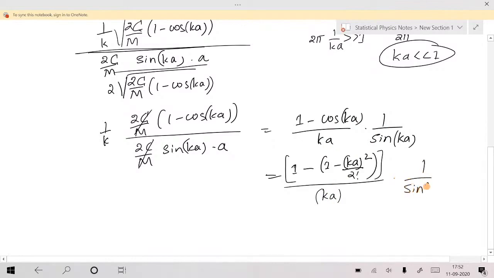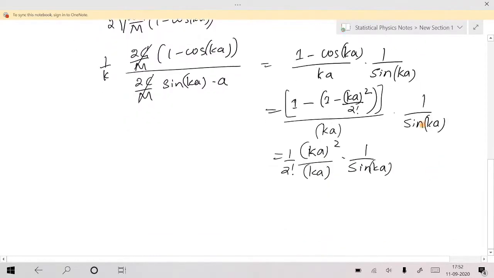1 by sine ka, and what I can write for this numerator is 1 minus 1, this is 0, plus ka whole square 1 by 2 factorial, divided by ka into 1 by sine ka. Wait a second, my approximations are not over. Don't make this one nearly equal to 0, or this one nearly equal to ka, so that I can do 1 by 2 factorial. What I can write here is, I can cancel out one of the ka.